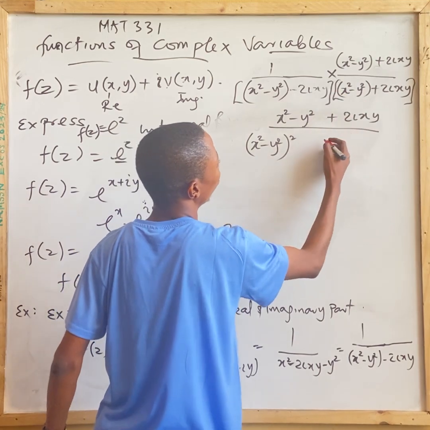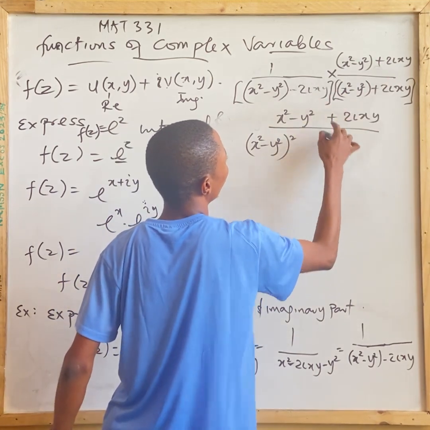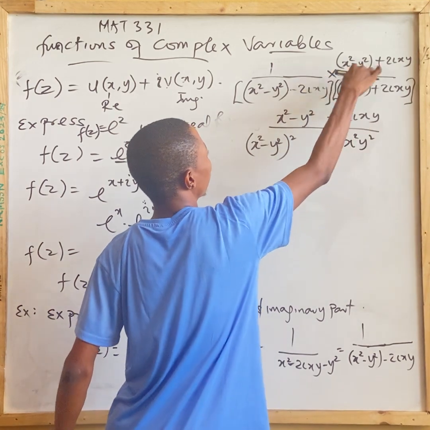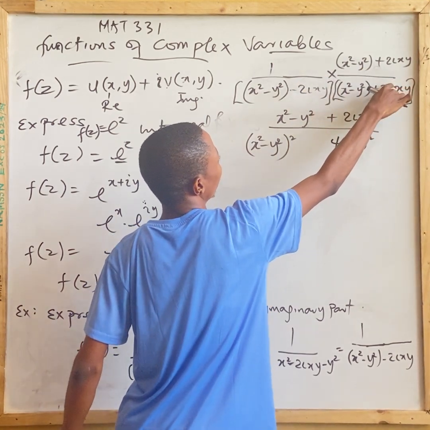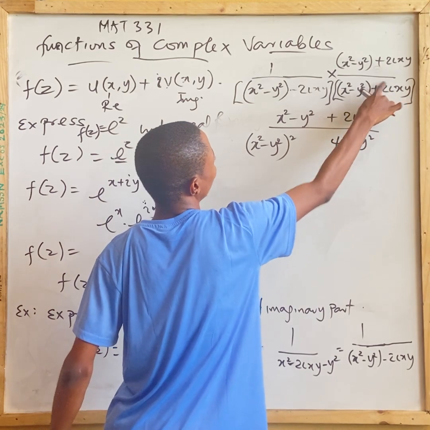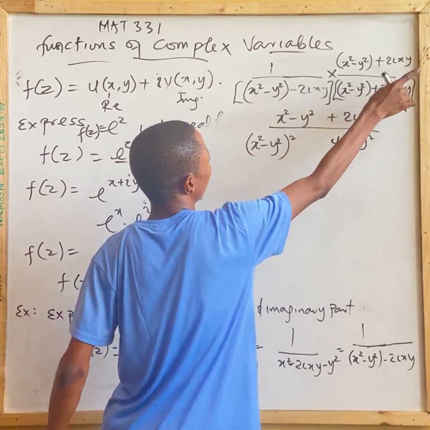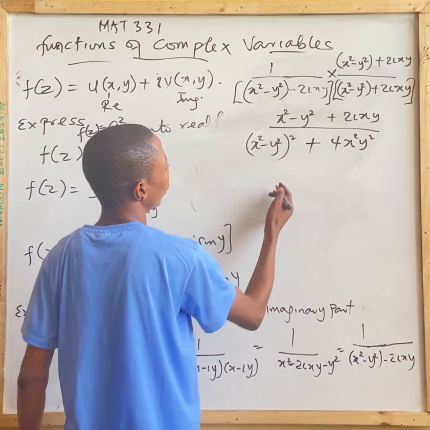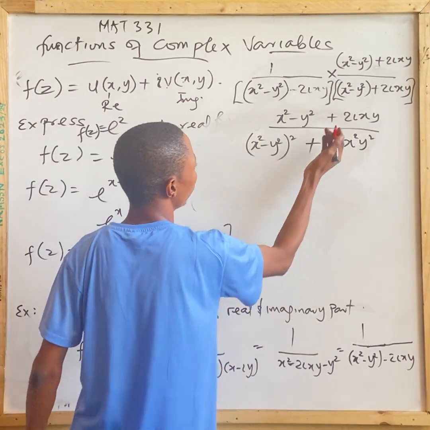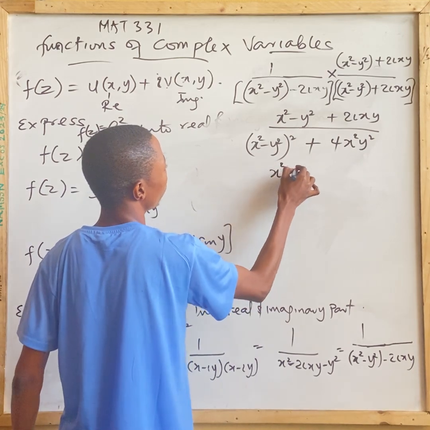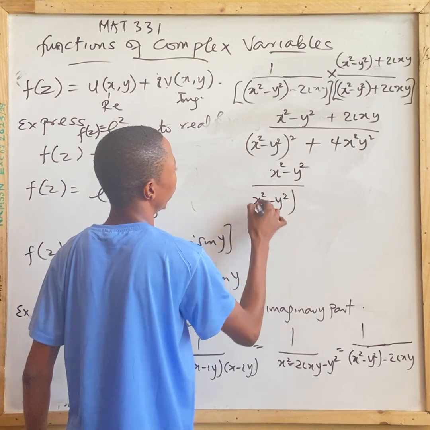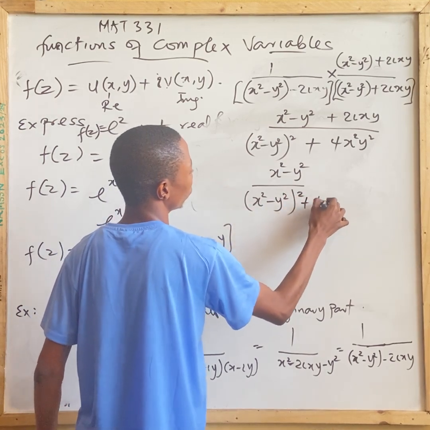So it will give us 2 times 2 is 4, x and y give us x squared y squared, i times i is i squared, and we know that i squared is minus 1. Minus, and that minus gives us plus. So we can just separate into partial fractions now. It will now be x squared minus y squared all over x squared minus y squared all squared plus 4x squared y squared.